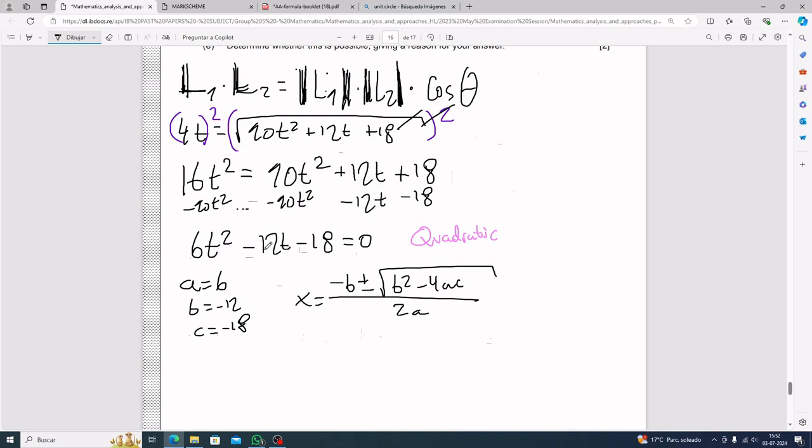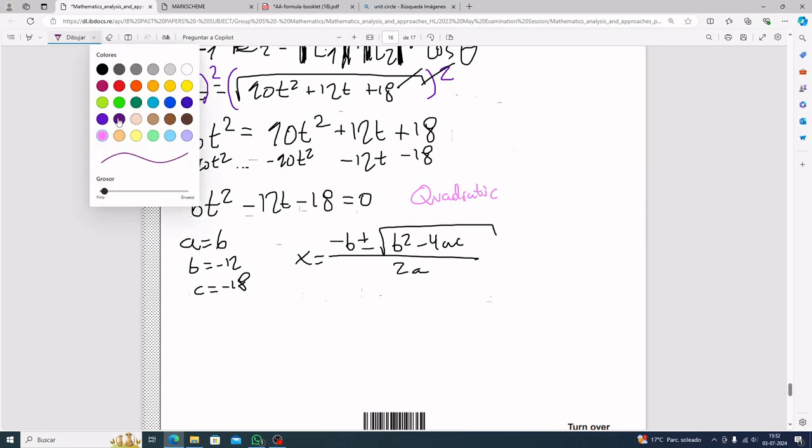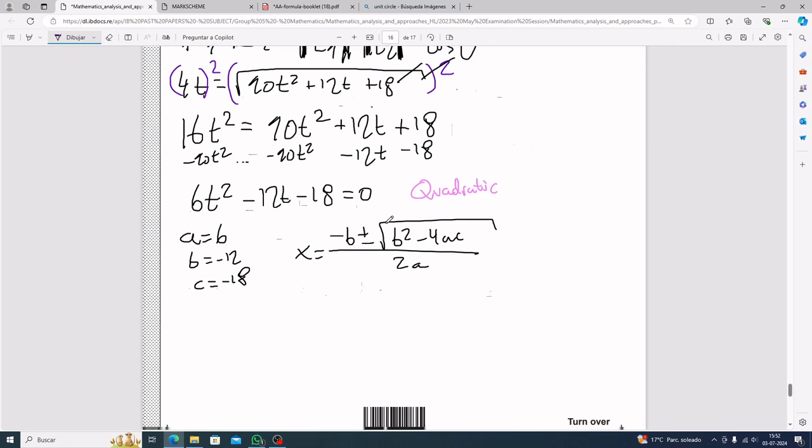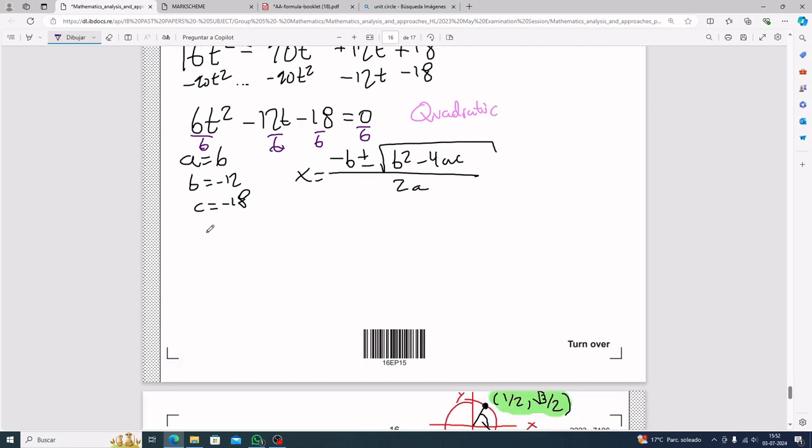But we're in HL, okay? We know a thing or two to make our lives easier. From here, you could have noticed that all of these are even, so you can divide them all by 2. But you can notice even faster that you can divide all of them by 6. If you divide both sides by 6 to make it legal, on the right side you have 0 divided by 6, so nothing really changes. On the left side you end up with t squared minus 2t minus 3 equals 0.